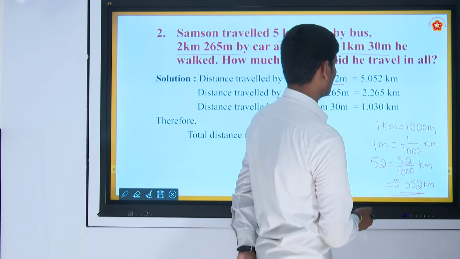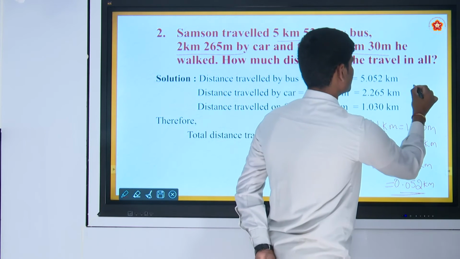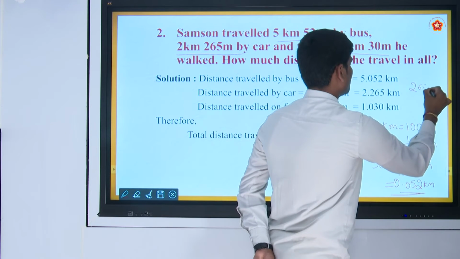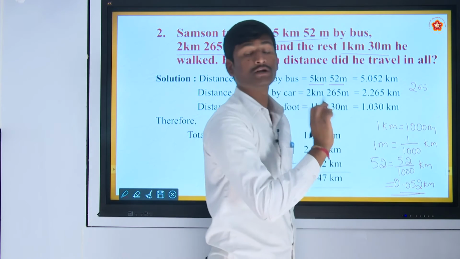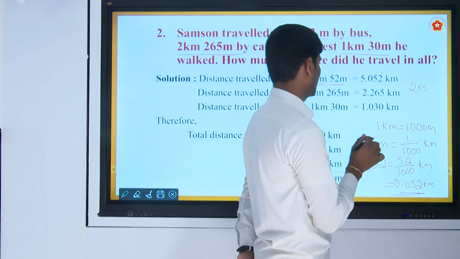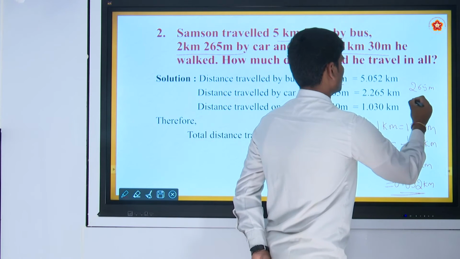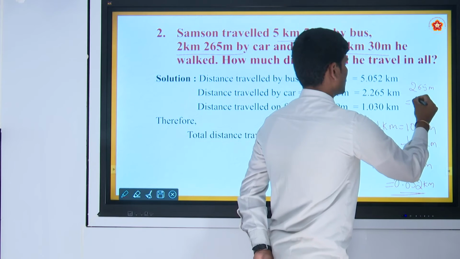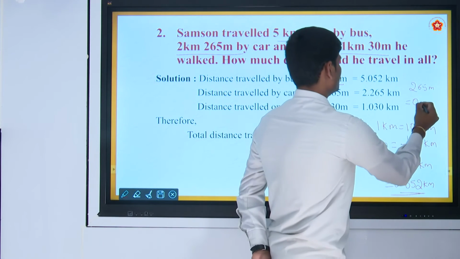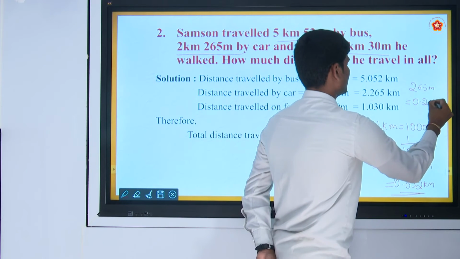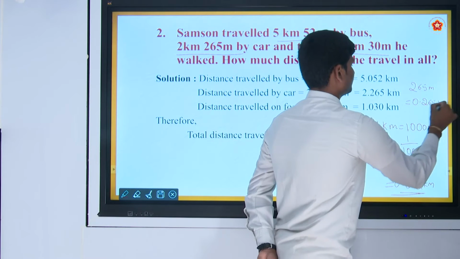Same as here, 265 meter is equal to, we convert meter to kilometer, 0.265 kilometer.